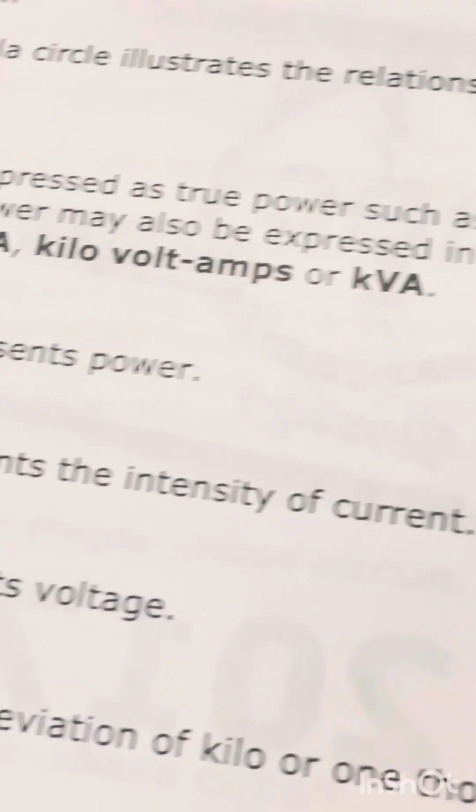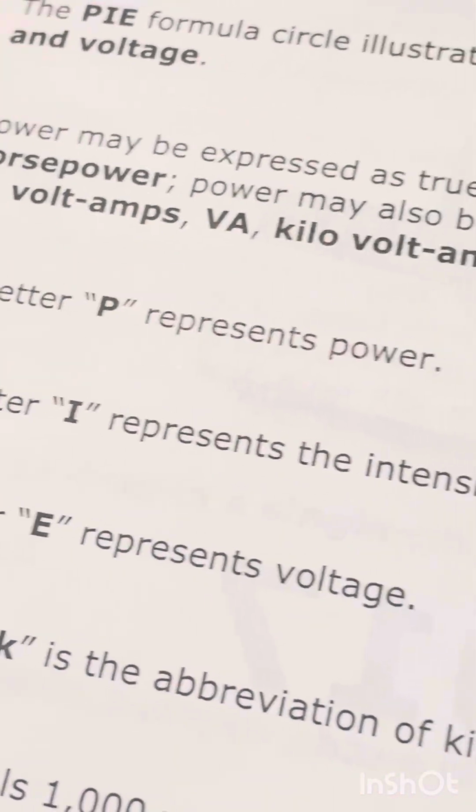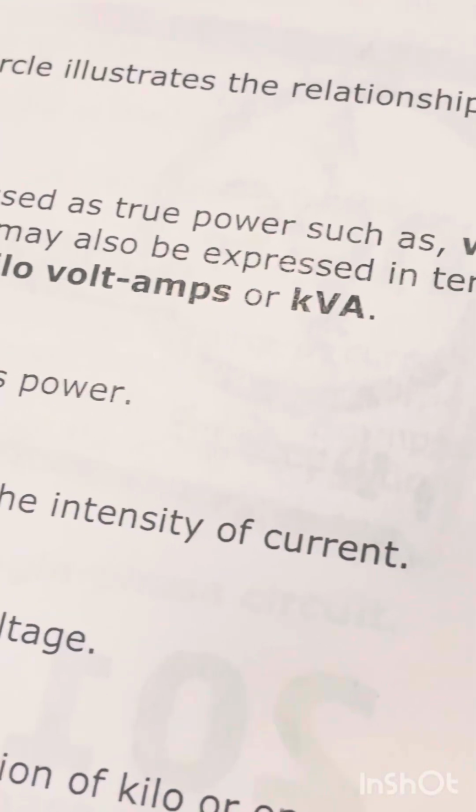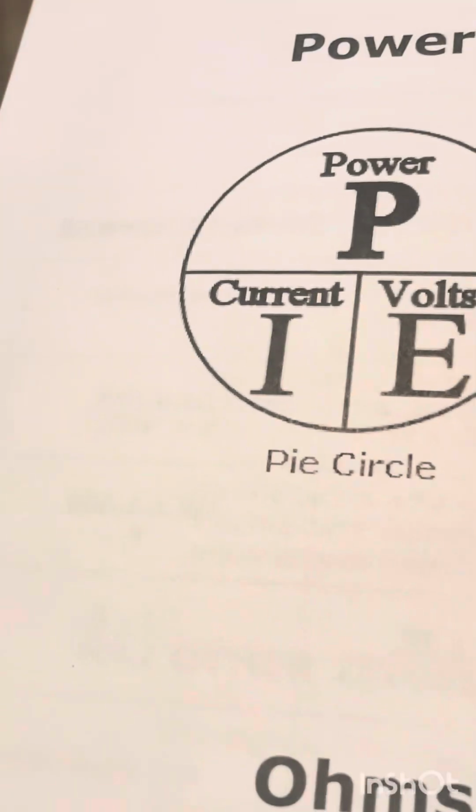Okay, let's try the first example. Determine the available power in VA for a 100 ampere 240 volt single phase circuit. Now remember, the power may be expressed as true power such as watts, kilowatts, kW, horsepower. Power may also be expressed in terms as apparent power such as volt amps, VA. That's what we're looking for, VA, kilovolt amps, or kVA.